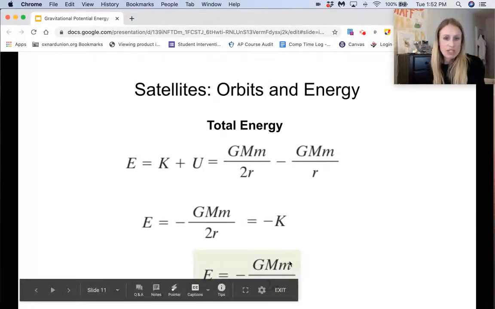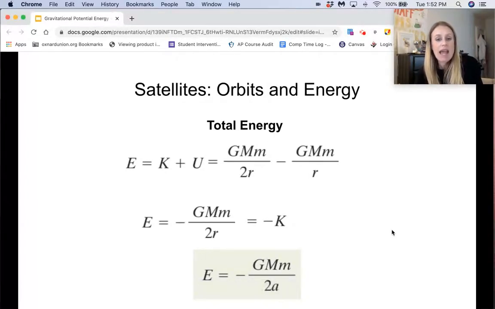Now, this last equation that I have here, negative GMm over 2a, in this case, a is the semi-major axis of the elliptical shape of the orbit of the satellite, meaning just the largest axis. We'll talk a little bit more about elliptical orbits in the Kepler's law lecture, but for now, just use r for a. For the most part, we can just assume that satellites are orbiting in circular motion.